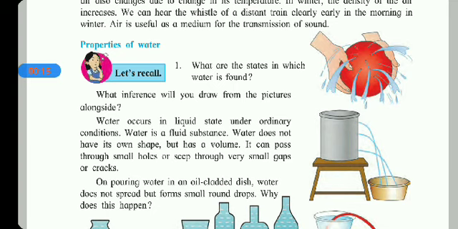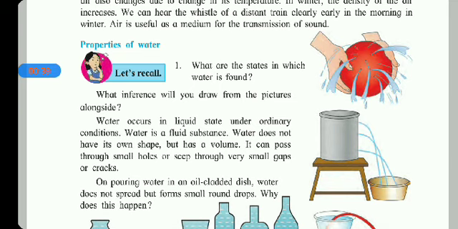Yesterday, we saw the properties of water. From that, what have we seen? That water is found in three states. Which are those states? Solid, liquid, and gas. In the form of solid, we have found water as ice. Ice is the example of the solid state of water.